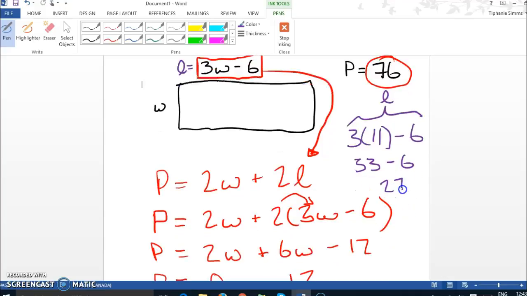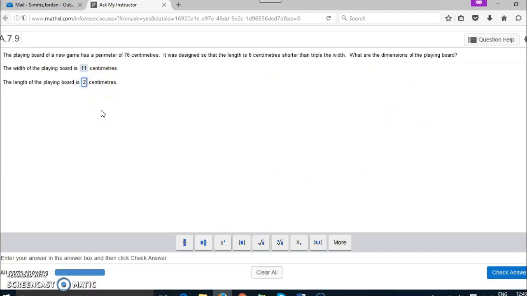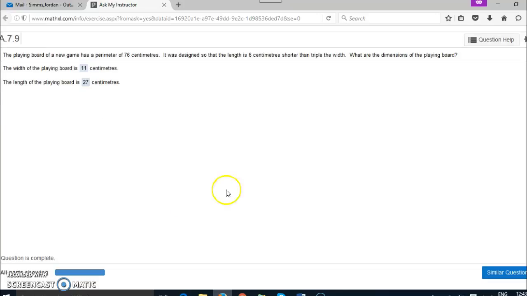That should be 27. Okay, so if we go back into my math lab now, pump in 27. Let's see if we got her. And we do. Okay, so there we go. We completed the question, all parts showing.